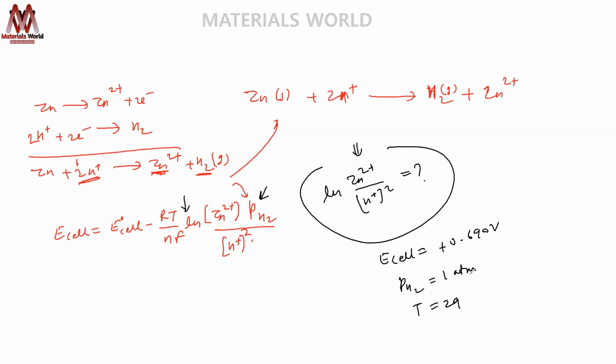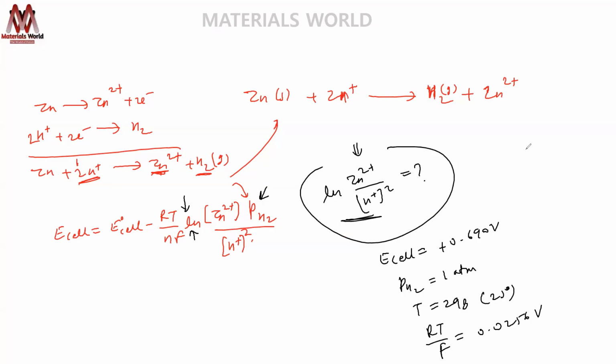Temperature is given, 298 Kelvin. So it's very risky to write 0.0592, because then it will become log. I want to make it ln because I want to calculate the same thing. But my point, let's write RT whole. RT by F is also given. It's very easy then, 0.0256 volt.